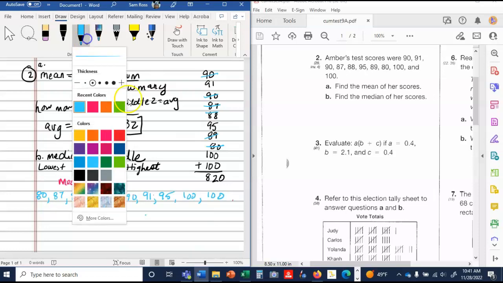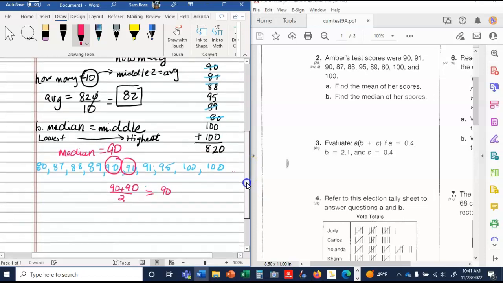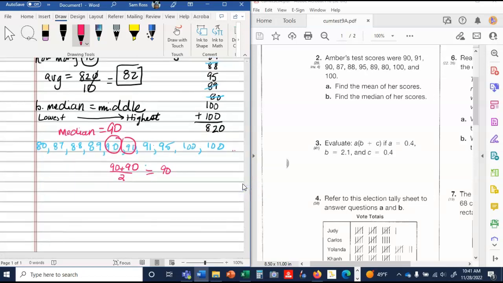Okay. Let me go back to my pink color. So 1, 2, 3, 4, 5 from each end. So it's still 90 because they're both 90. Normally, if you were taking the median, you could add the 2 in the middle and divide by 2. You're still going to get 90. Okay. That's B. Next one, number 3.